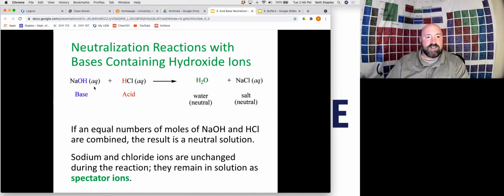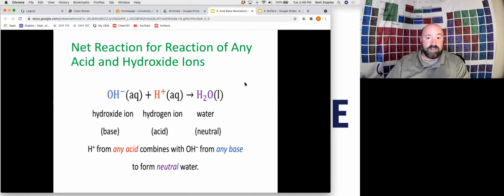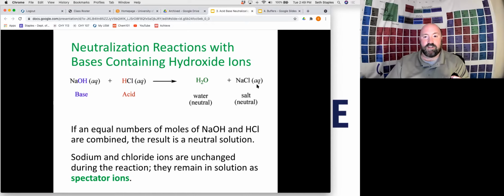So remember, this aqueous here means this is dissolved in water. So this is just Na plus and OH minus. Similarly, this is H plus and Cl minus. So we have an Na plus and a Cl minus just floating around. This NaCl aqueous also means this is dissolved in water. This is an ionic salt dissolved in water, so it's split up. That aqueous means that it's Na plus and it's Cl minus. And so those don't change from one side of the reaction to the other, and so we call those spectator ions. They're just hanging out in there while the H plus and the OH minus come together.